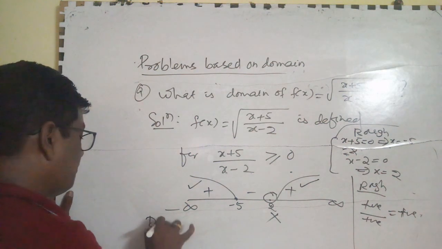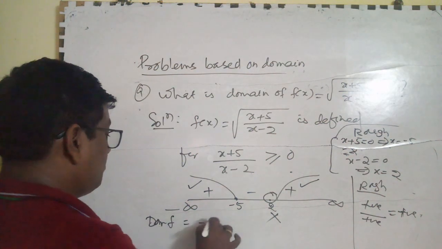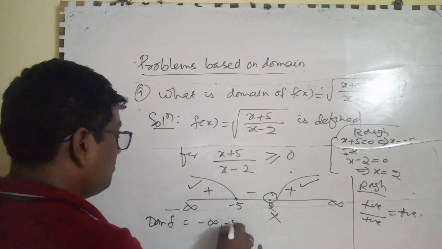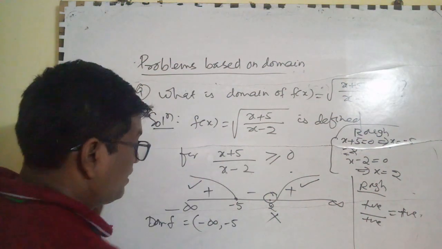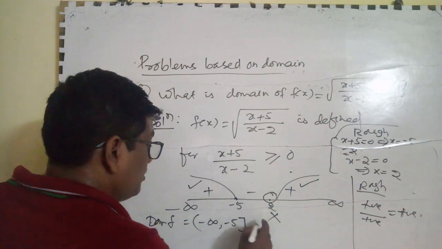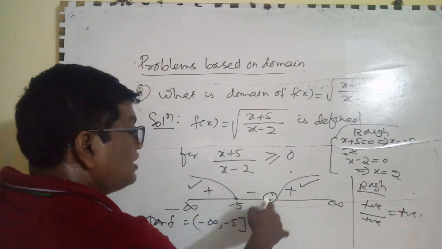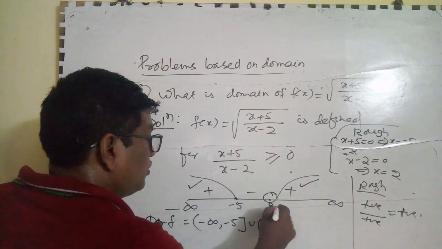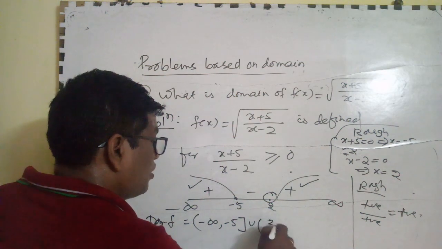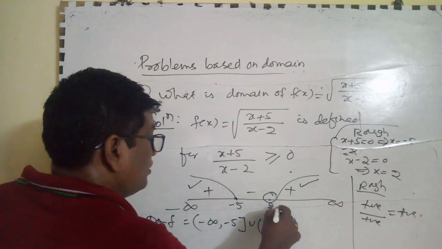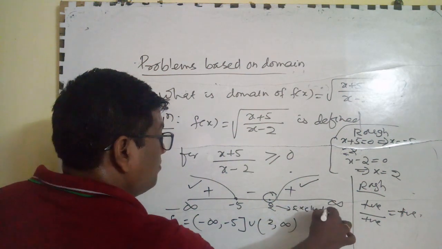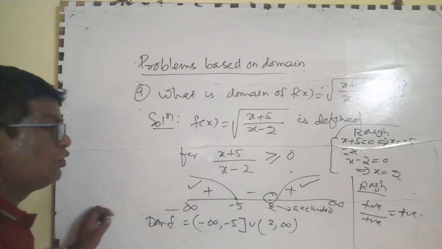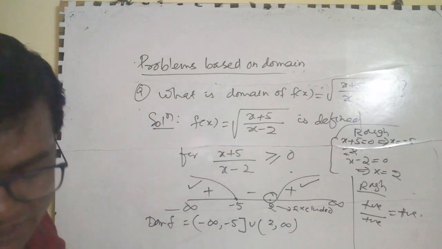So dom f is equal to minus infinity, minus 5, square bracket since equal to sign present, union, 2 is excluded, so round bracket 2 comma infinity. This is excluded because if x is equal to 2, the function doesn't exist.